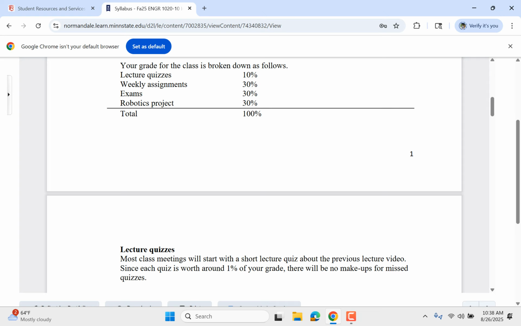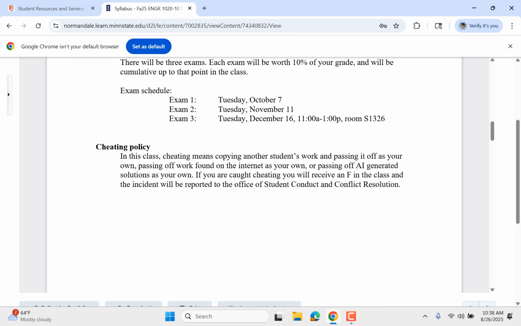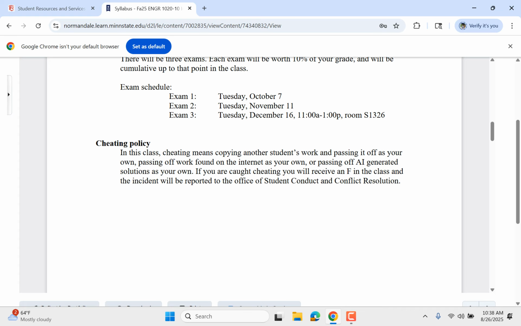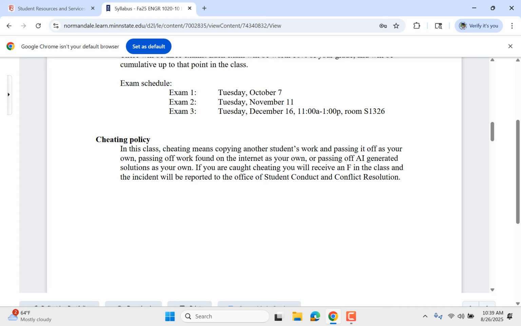Anybody have any questions about that? I think that's really it. So cheating is mostly AI now, or it can be copying another student's work. If you're caught cheating, there are consequences listed here.